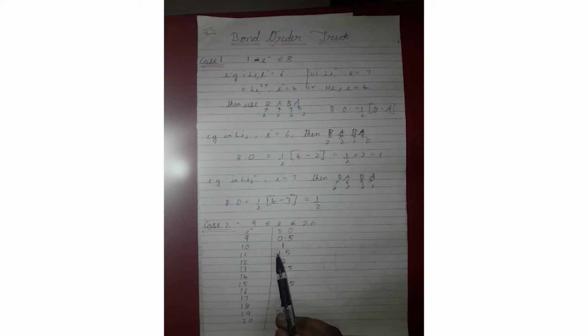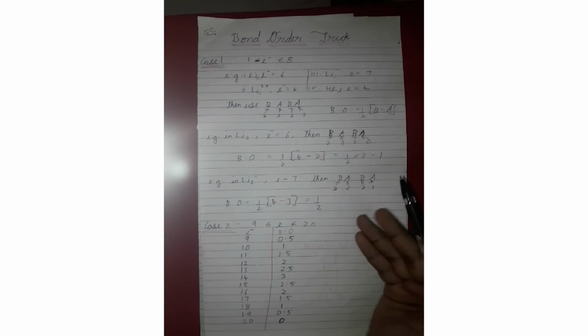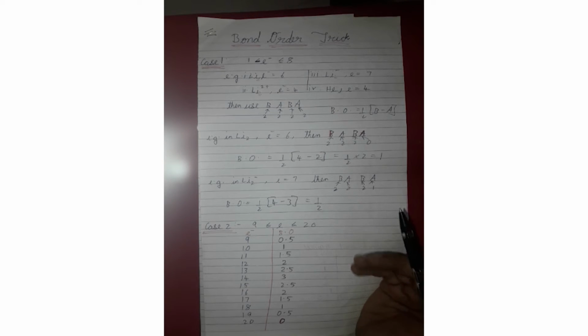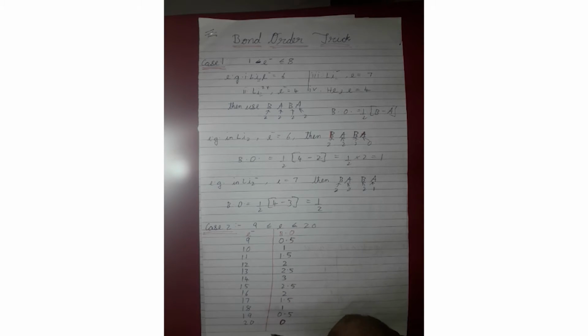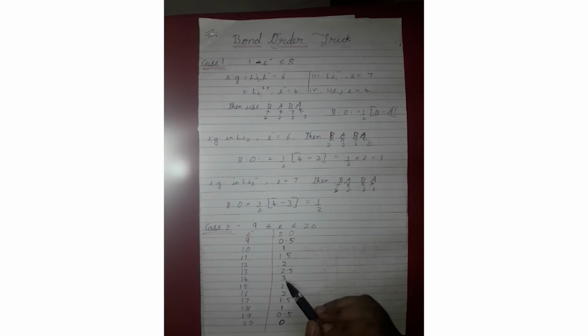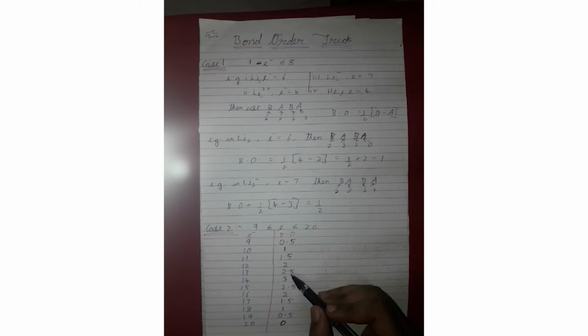In case 2, we just have to remember this simple trick and this is much easier than case 1. Like just see, we will write all the numbers from 9 to 20 and give the value 3 to 14. This is the bond order of 14. We can say that if the total number of electrons in an atom or element is 14, then the bond order will be 3. Then we just have to go up and down.